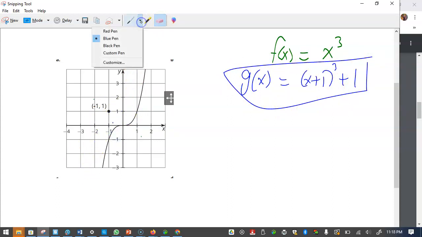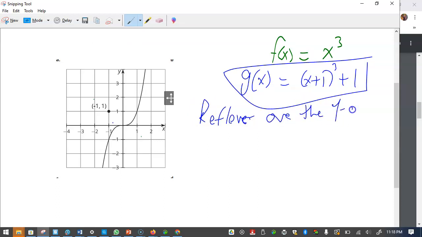What if we reflect over the y-axis? If this is the graph, and I reflect, each of these points will reflect here, this point will reflect here, and then you can see this graph will go something like this. So that's how it is. The main goal is to check whether this graph really passes through the point minus one comma one. And there you go. So this also is correct.